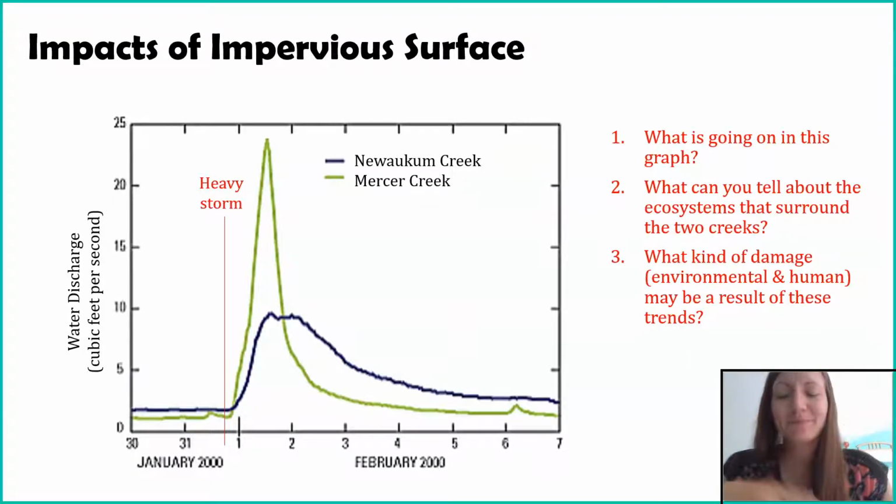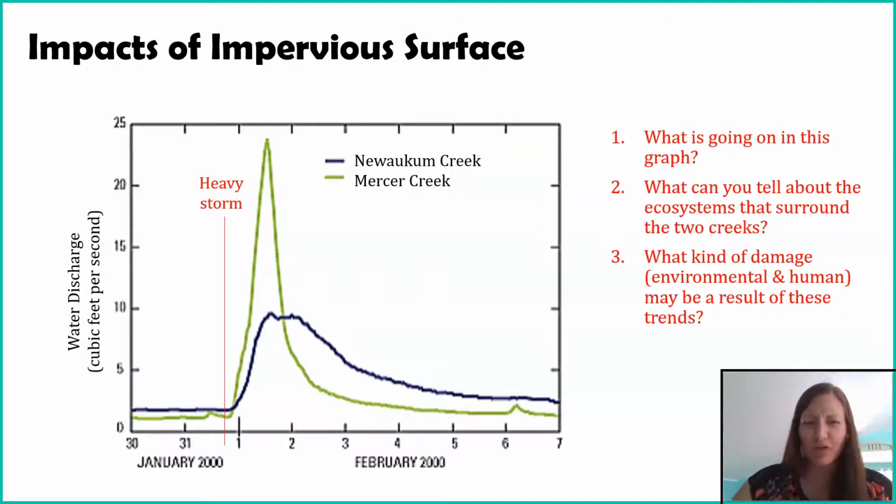All right. You're here. So you may have noticed that the discharge is very different between these two ecosystems after the storm. In the green Mercer Creek, they have so much water coming through. Maybe, thinking about question 3, we might be having issues with flooding. We might be having issues with erosion, and we'll talk more about that soon.